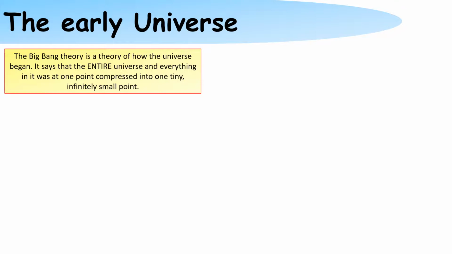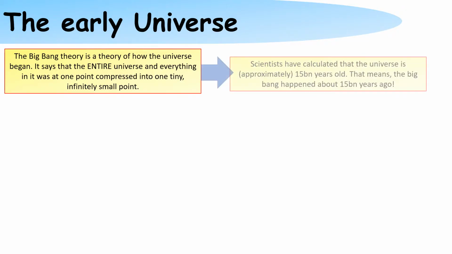It says that the entire universe and everything in it was at one compressed point that was very, very hot at the start of the universe. Scientists have calculated that the universe is approximately 15 billion years old. Well, between 13.5 billion years and 15 billion years old.